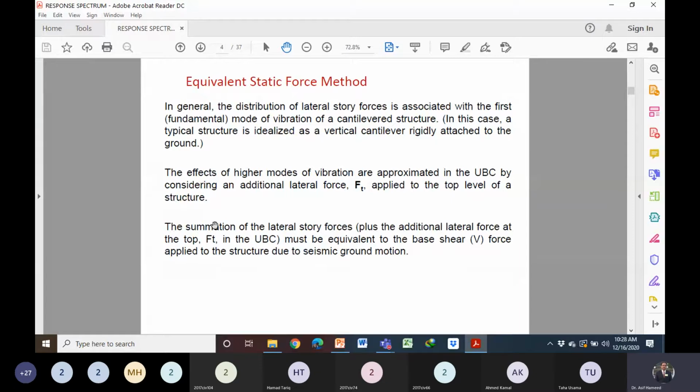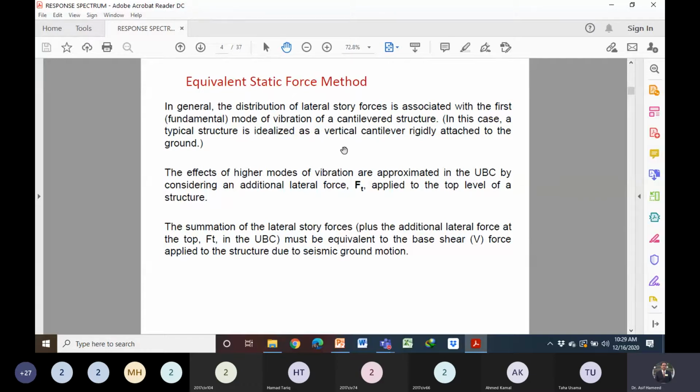In general, the distribution of the lateral forces is associated with the first mode of vibration. So we have the cantilever structure. Buildings are cantilever structures. They are fixed at the base. So we can idealize these structures as cantilevers, which are fixed at the ground. So they are associated with the first mode of vibration.